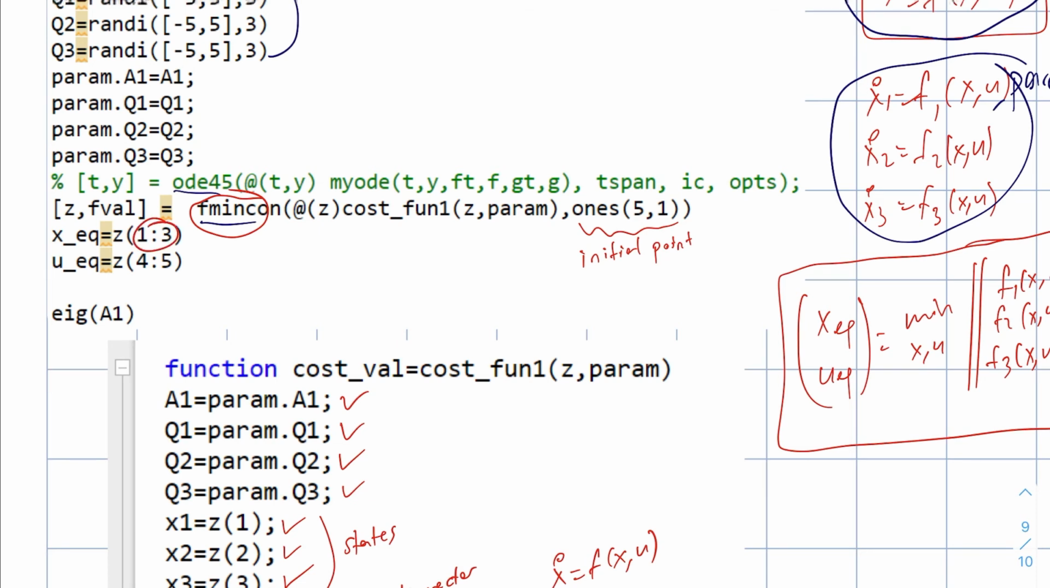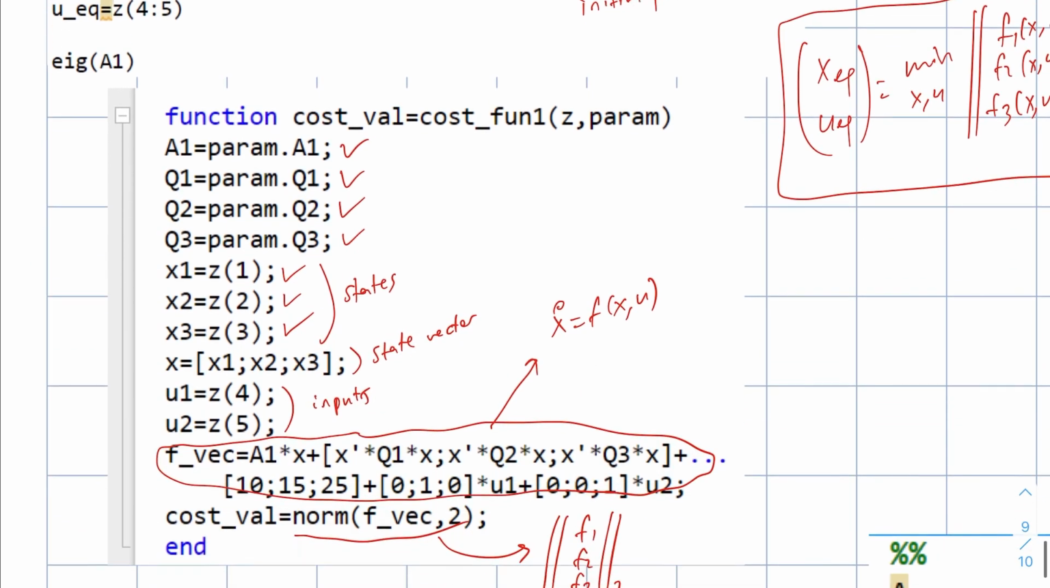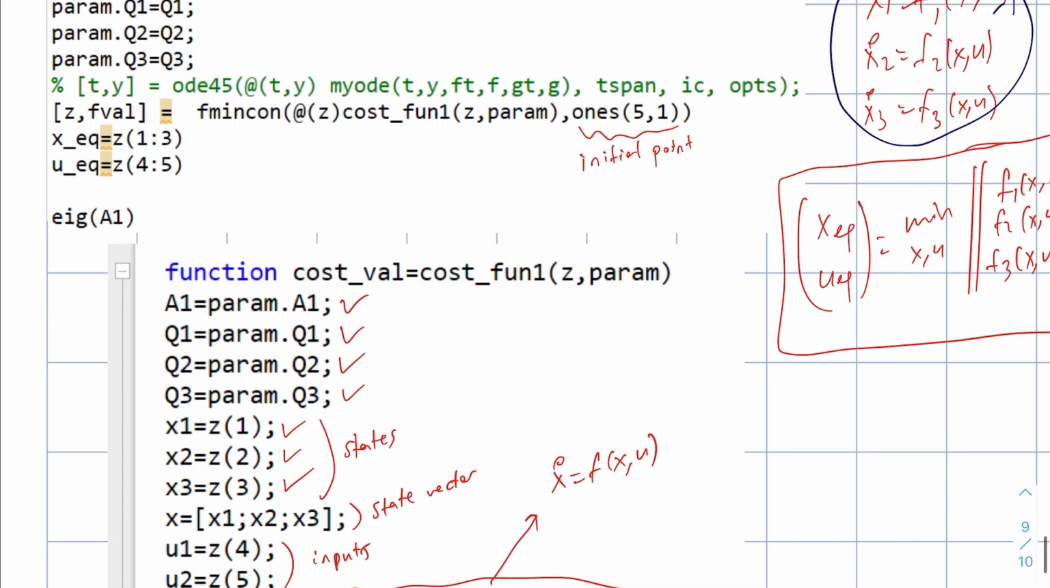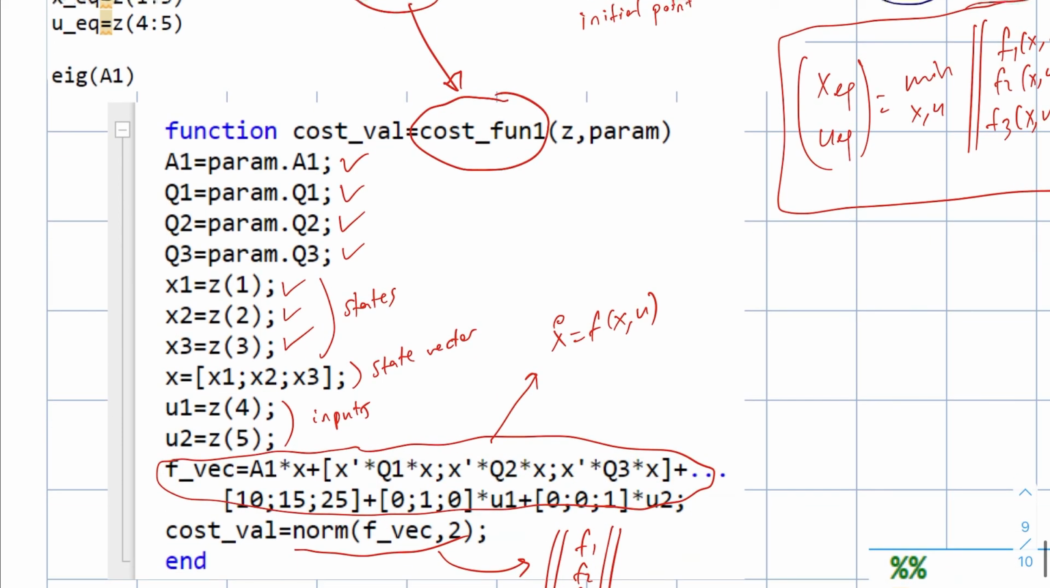The first 3 entries of the z vector are x equilibrium, and after that we have u1 and u2. Okay, let's look at the cost function now.